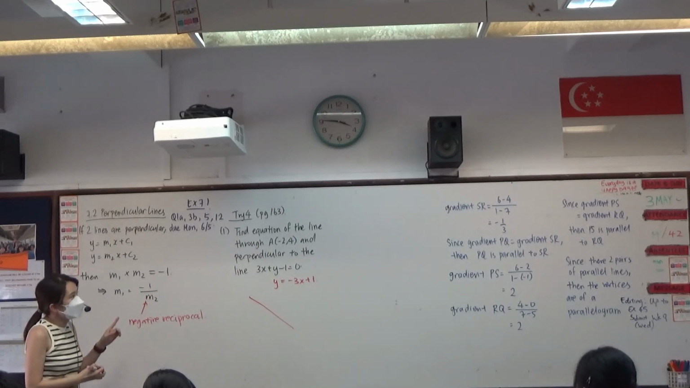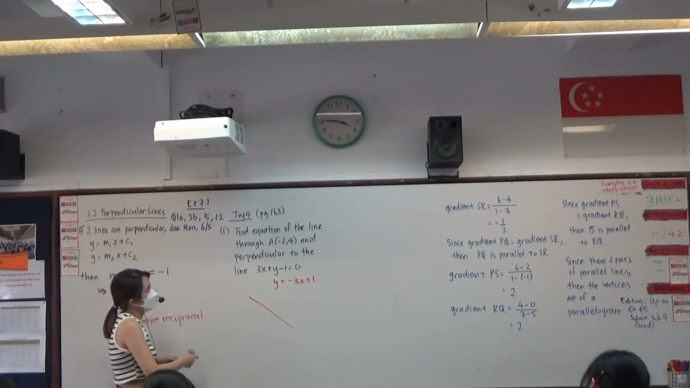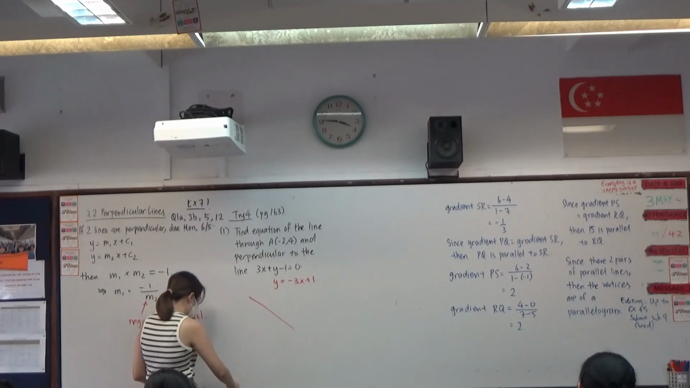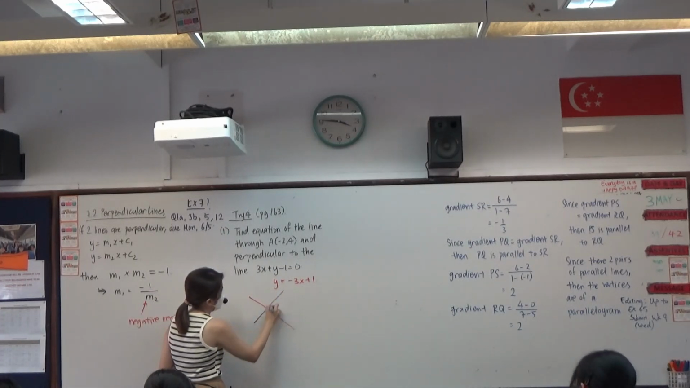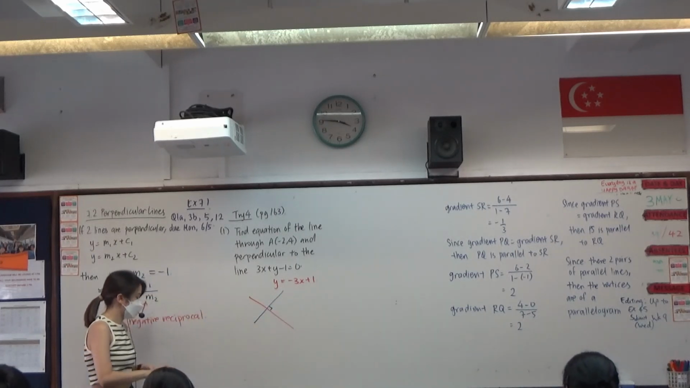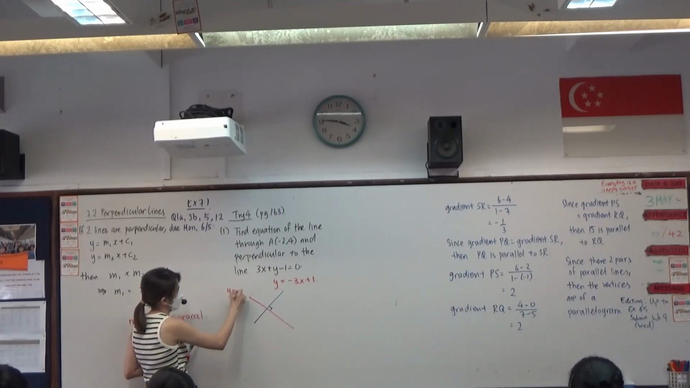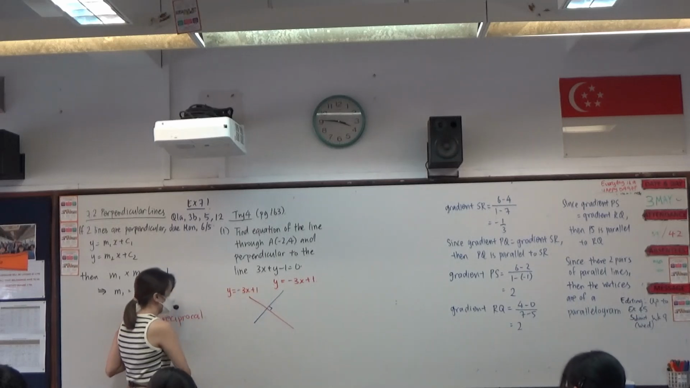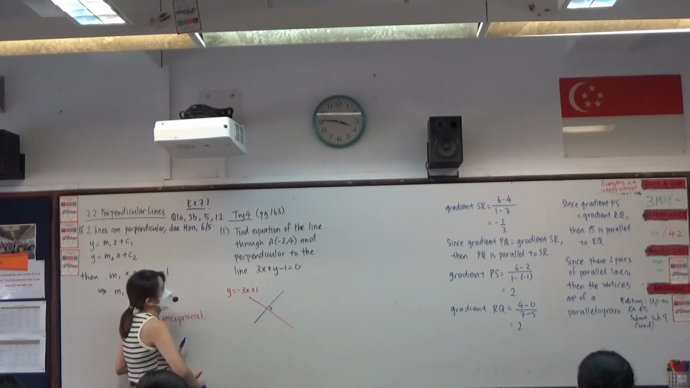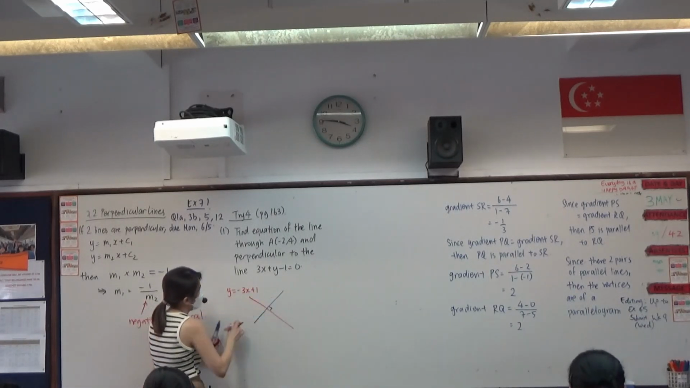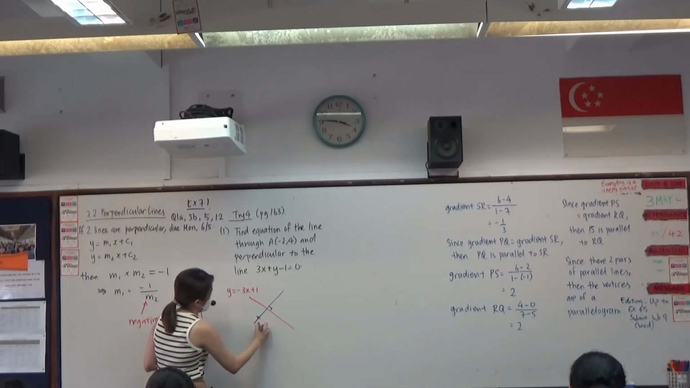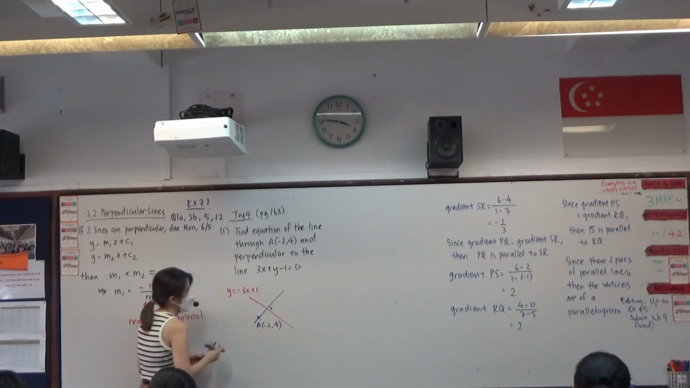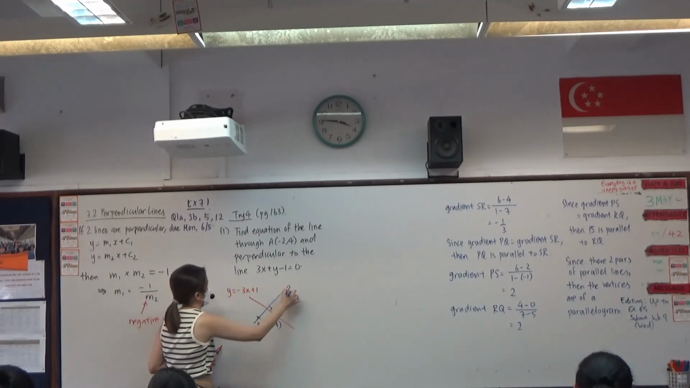What we want to find is the equation of a line that is perpendicular to this. So, we want a perpendicular line, something like that. And this line passes through a point that is A, negative 2, 4. I'm just naming the point anyhow. So I want to know what the equation of this line is.